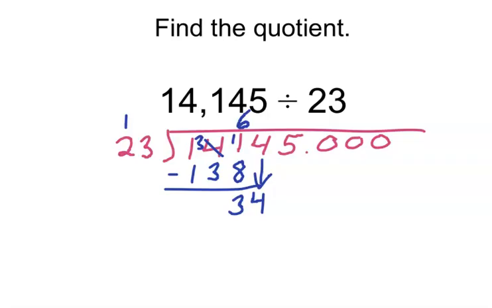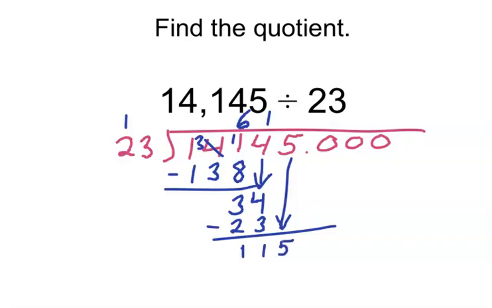How many times does 23 go into 34? Well, 2 times would be 46. That's too many, so just 1. 1 times 23 is 23. Okay, 4 minus 3 is 1. 3 minus 2 is 1. Bring down the 5. All right, let's see. Let's actually make that a 1.